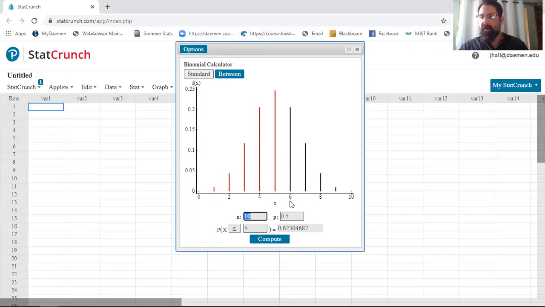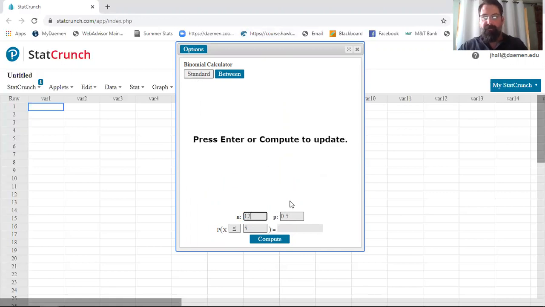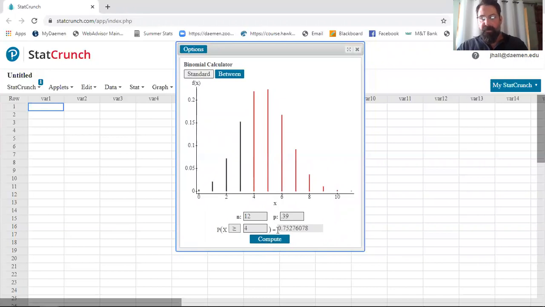There was an example from one of your homeworks that had 12 trials. A probability of success was 39%. It wanted to know what's the probability of having 4 or more successes. So that would mean the number of successes X will be greater than or equal to 4. So obviously this is a much quicker way.